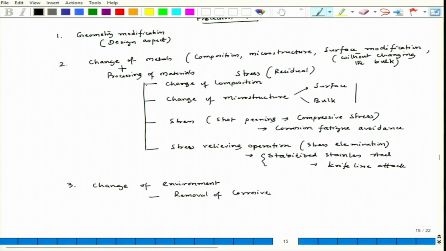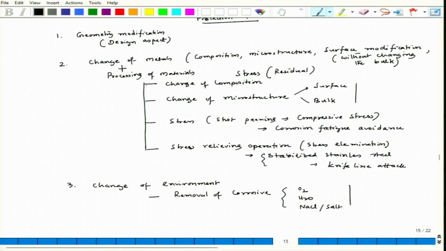Okay. So, when we talk about removal of corrosive, what are the corrosives? For that we should know environment. That is what we talked about, environmental conditions. What are the corrosives? Oxygen, moisture, NaCl or any type of salt, those are the corrosives. Now, if we remove this corrosive, definitely we can improve the corrosion resistance.